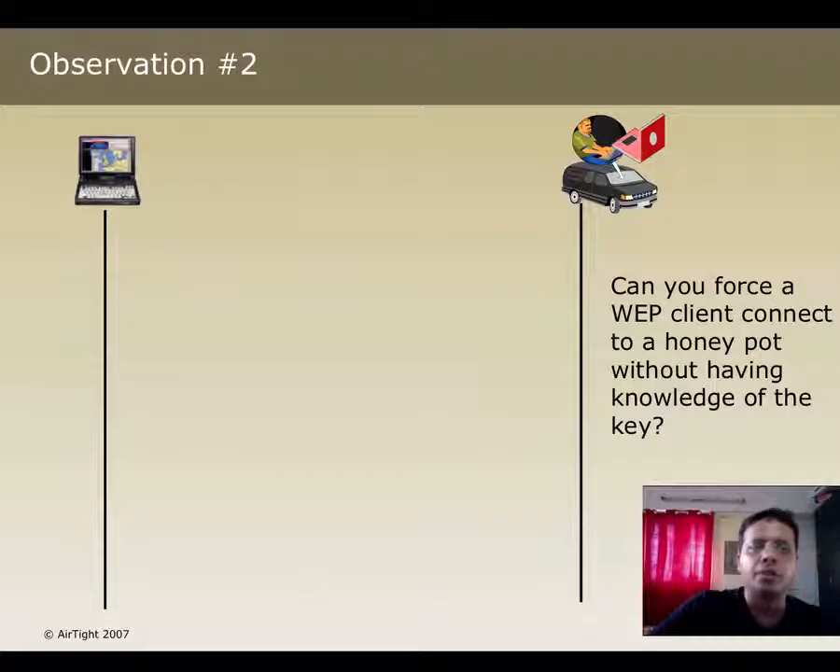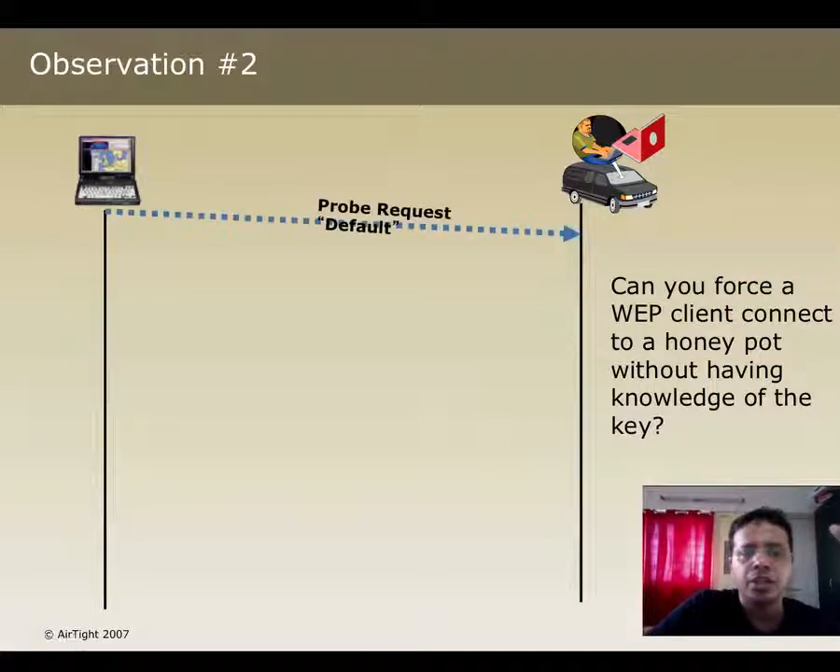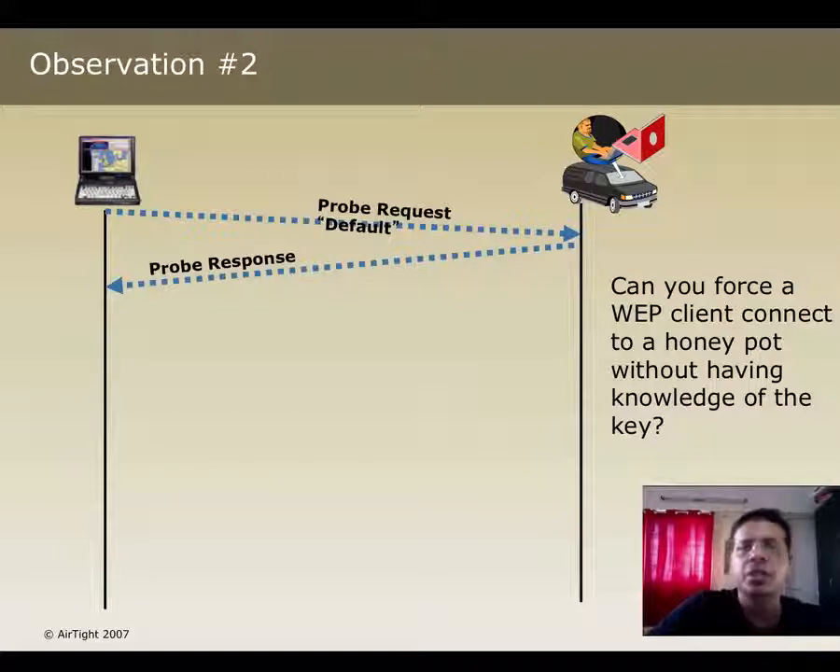So what happens? Well, imagine this to be a roaming client and imagine this to be an attacker sitting in the parking lot. Now, a roaming client, as we know, will send out probe requests for various networks configured in its PNL. Let's assume for the sake of simplicity that default is that network and default is a WEP encrypted network. So when the client sends these probe requests, the attacker will respond back with a probe response. This is exactly similar to what we did in the hotspot case.